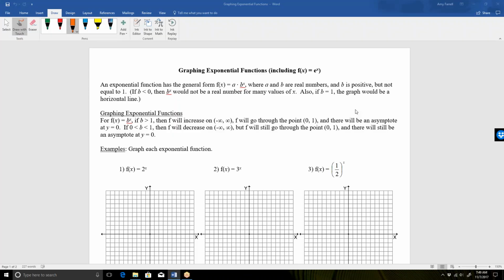All right, in this video, we are going to graph some exponential functions. We're also going to talk about f of x equals e to the x as well. That'll be at the end of the video.